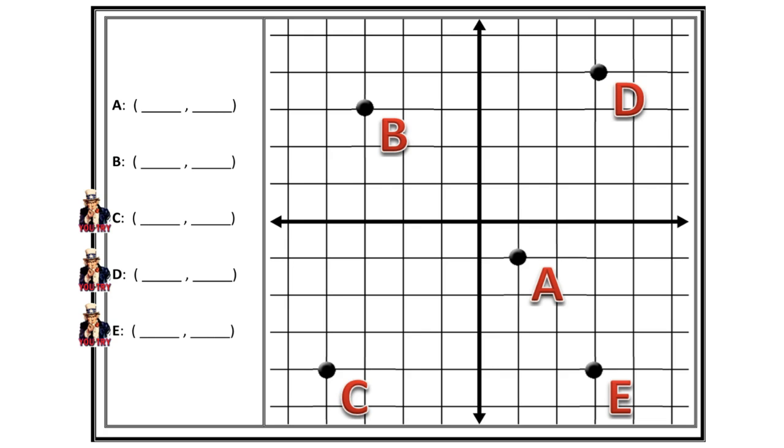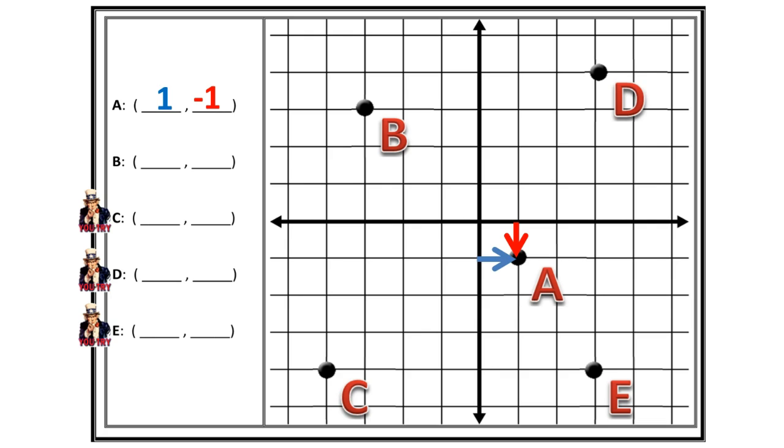Let's try a couple problems together. Point A. Point A is 1 step to the right from the y-axis. That means I have an x-coordinate of 1. It's 1 step below the x-axis. But be careful. It's not just 1 step. Because I had to go down to get to that point, it's -1.